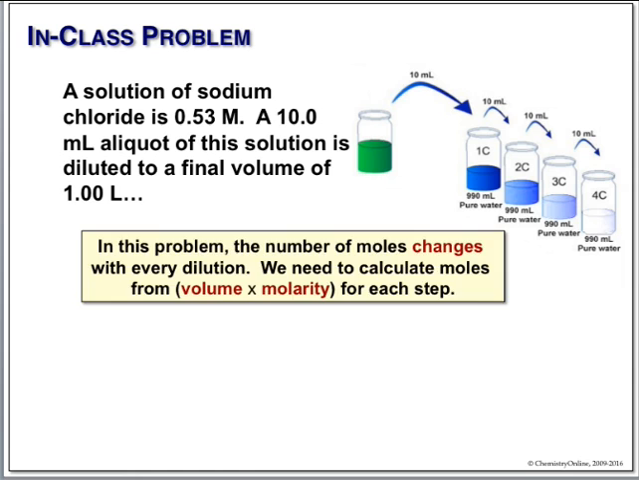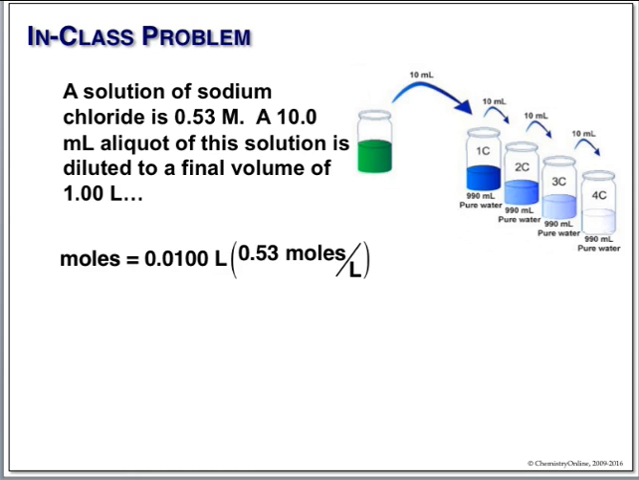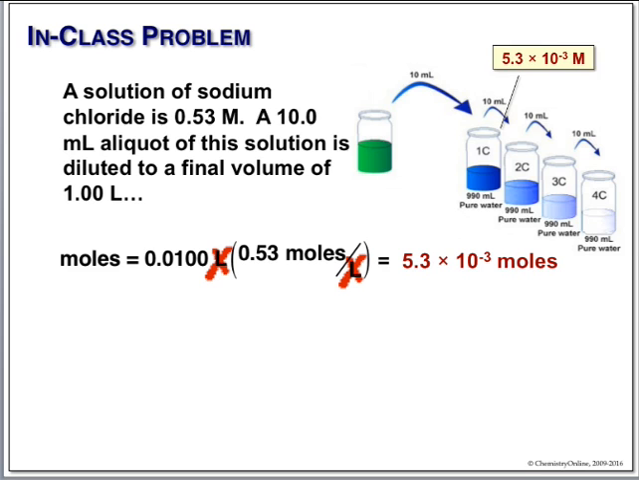So initially, we have 10 mLs, that's 0.01 liters, and we have a concentration of 0.53. How many moles is this? Concentration times volume. 5.3 times 10 to the minus 3. We have this in 1 liter. Remember, we added 10 mLs to 990, so this is 1 liter. So our concentration here now is 5.3 times 10 to the minus 3 molar. That's our concentration. Remember that one.